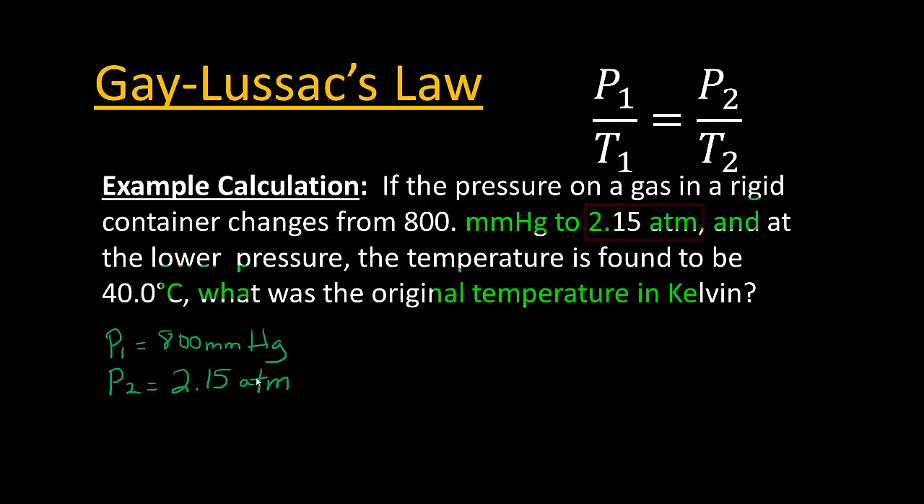We already have a problem here. The pressures are in different units. We need to convert them to the same unit. I'm going to go ahead and convert atmospheres into millimeters of mercury. So I'm going to draw my dimensional analysis grid. Units I have on the upper left go on the lower right. And what I want to convert to goes on the upper right, so millimeters of mercury.